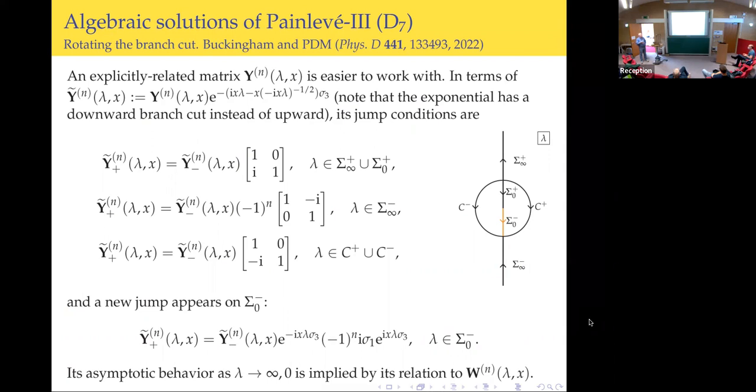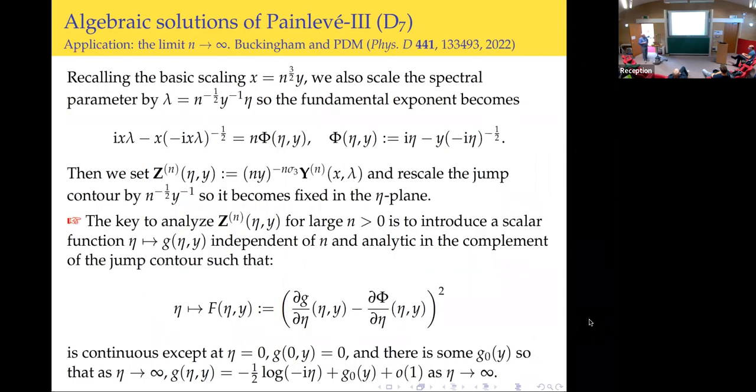So we have a new matrix Y tilde, or sorry, Y. We have a matrix Y whose jumps are now on a slightly different contour. The difference is that there's this extra piece here, which is orange. I'm going to highlight that for the next slide. Okay. It's just the same thing, but easier to work with.